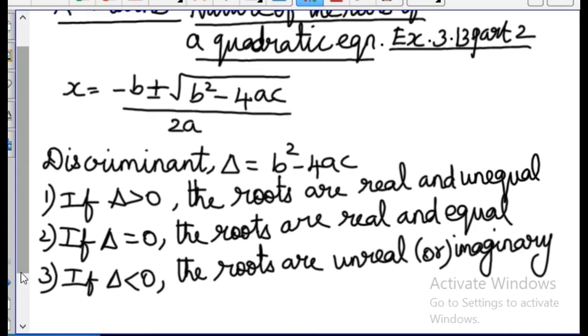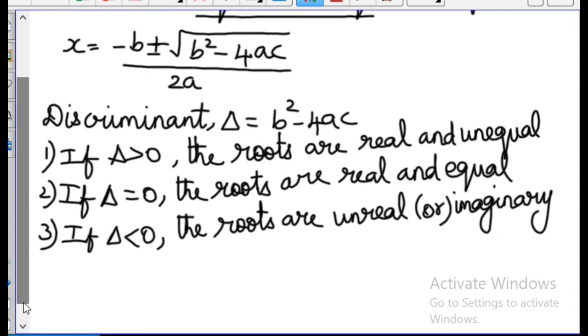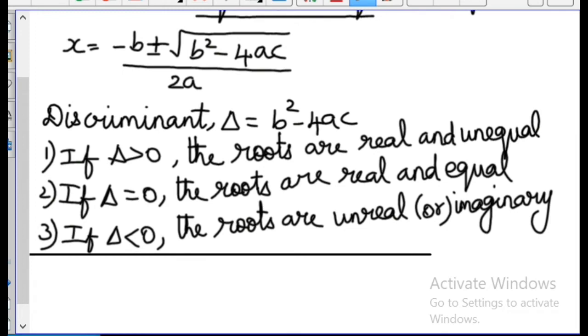The discriminant is given by the expression delta equal to b square minus 4ac. The expression may be positive, negative, or equal to 0. Positive means the roots are real and unequal. If it is 0, the roots are equal. If it is less than 0, the roots are unreal, or imaginary. So using these conditions we are going to do the third sum.